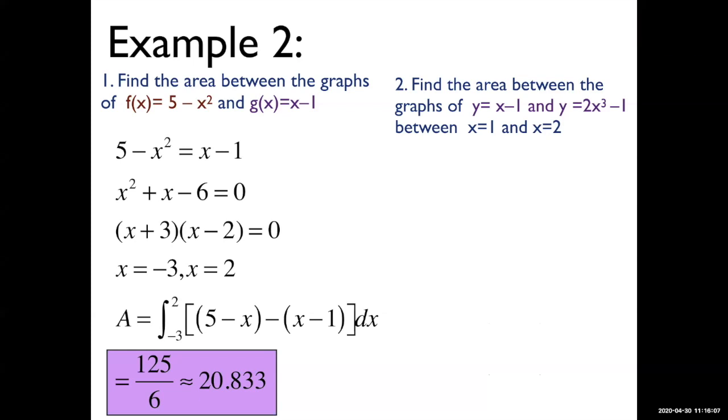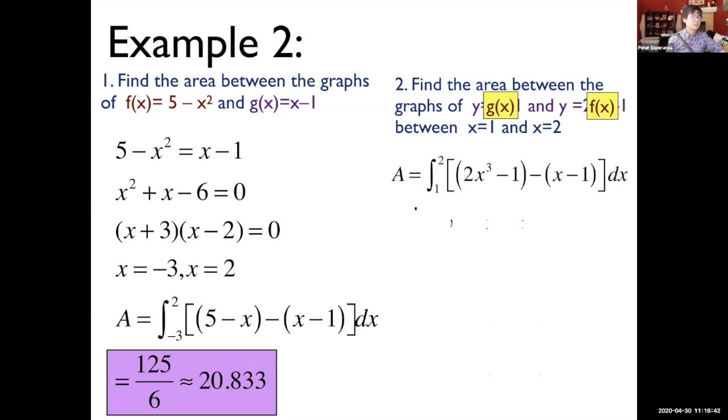Michael? I got 11 halves. 11 over 2? No, it's okay. 11 over 2. Any other answer? You still need to figure out which one is the top function and which one is the bottom function. So now that you know which one is top and which one is the bottom, which is f of x and g of x, you'll have this integral. If your integral function is 2x cubed minus x from 1 to 2, then that means you're in the right direction. I'm not sure if it's the right answer, but at least you know you're in the right direction.